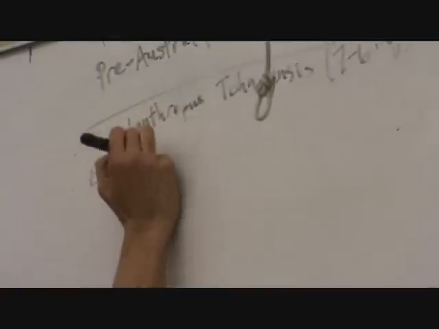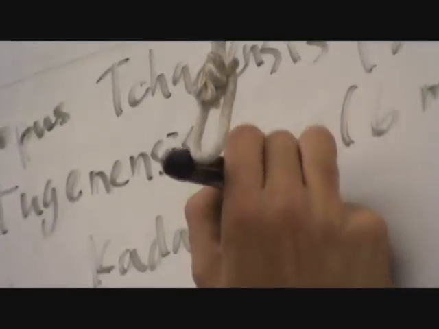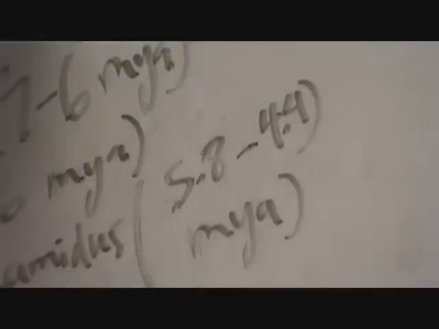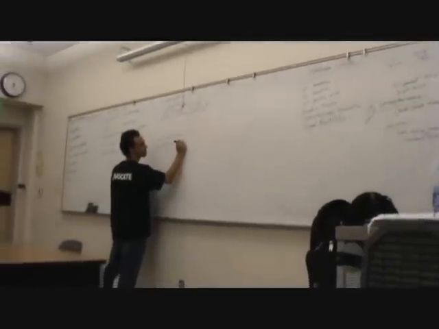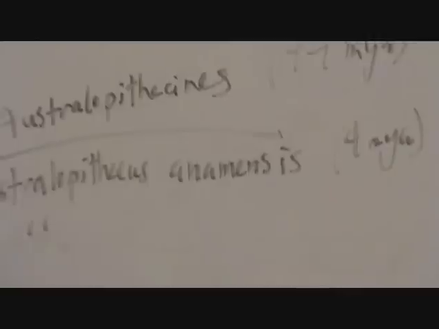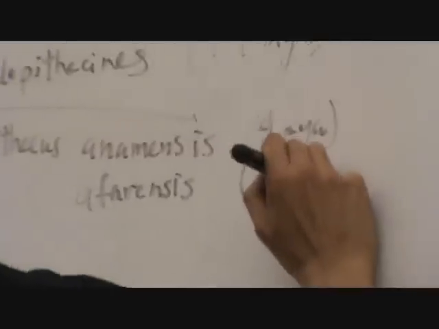Sahelanthropus tchadensis. That is 7 to 6 million years ago. Orrorin tugenensis, Ardipithecus kadabba, and ramidus. From about 7 to about 4.4 million years ago. Three Australopithecines, 4 to 1 million years ago. Anamensis, 4 million years ago. Afarensis, to 3 million years ago.